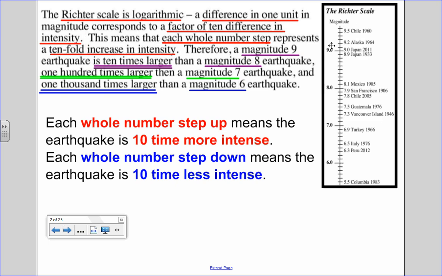If I have something that has a magnitude of 9 on the Richter scale compared to a magnitude of 8, 9 is 1 unit higher, so that means it's 1 factor of 10 more intense, which just means it's 10 times more intense. Now compare that earthquake of magnitude 8 to an earthquake of magnitude 6, for example. 8 is 2 units higher in magnitude, so it will be 2 factors of 10 more intense, or 10 squared, 100 times more intense, and so on. As I go up the scale, it is more intense. As I go down the scale, it is less intense.